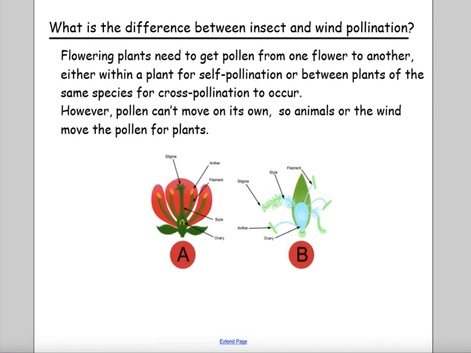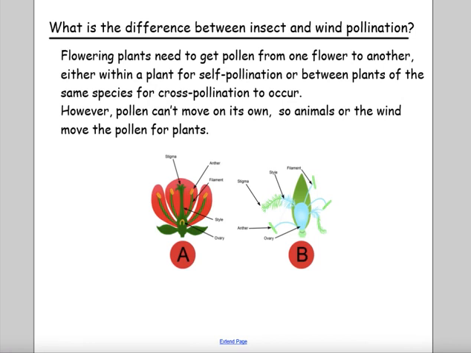So flowering plants need to get pollen from one flower to another, either within the plant for self-pollination, so between the anther and stigma in the same plant, or between plants of the same species for cross-pollination. So that's where the pollen from one flower is transferred to the stigma of a different flower within the same species. However, pollen can't move on its own, so animals or the wind have to move the pollen for plants.